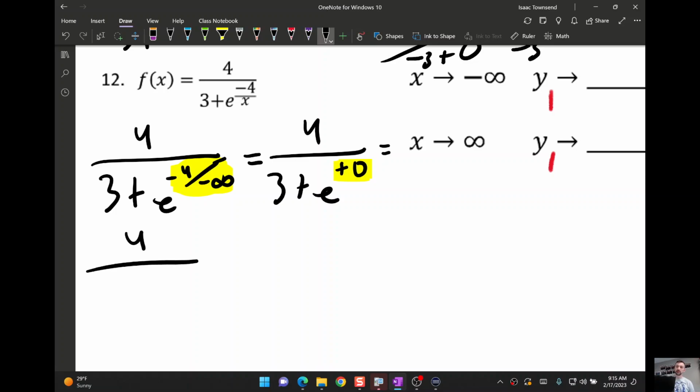And then this was the first of the 3 things I suggested you memorized. A number whose exponent goes to 0 goes to 1. So the denominator went to 4, so the whole fraction went to 1.